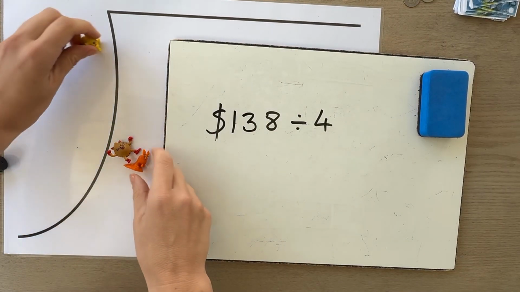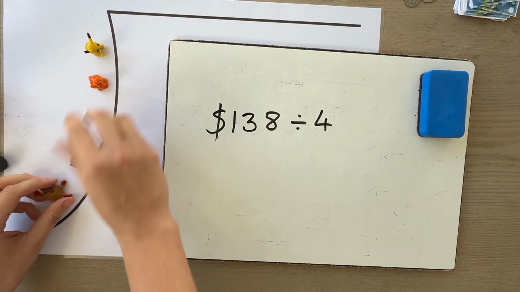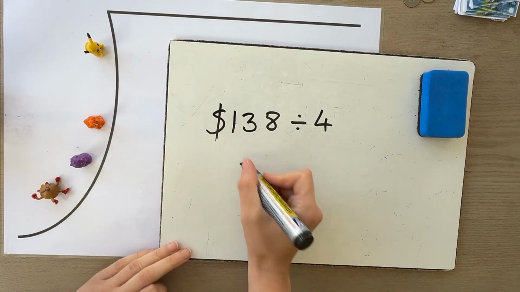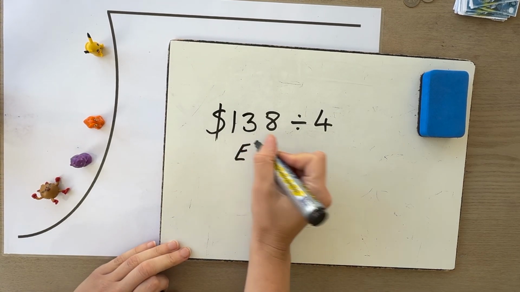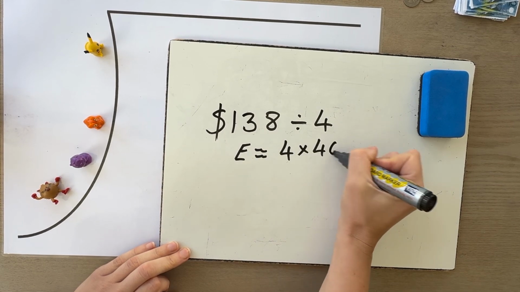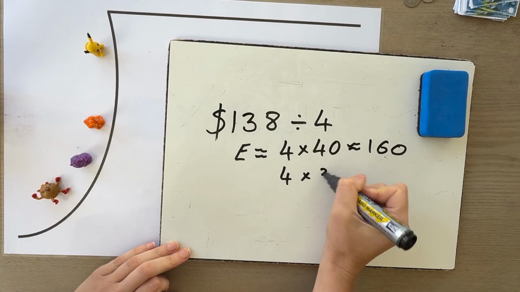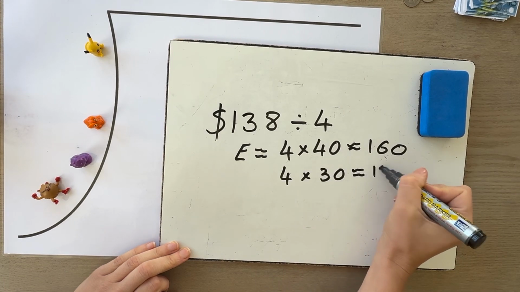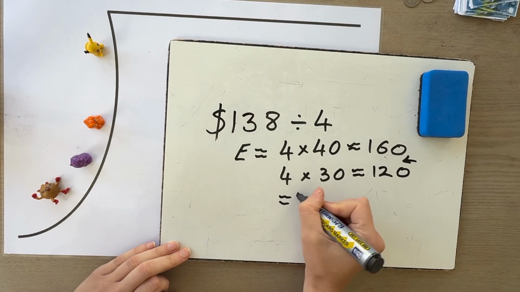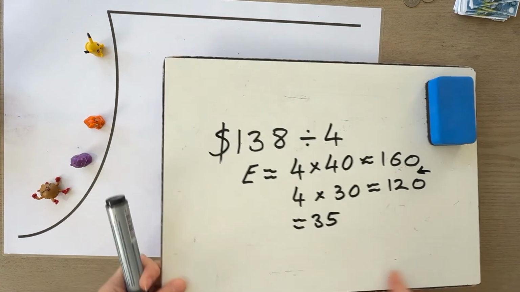This could also be the cost of something that they're splitting, like a new skateboard or a scooter, and they decide to split the cost and share it between them. So as always, we want to estimate, and for this problem we've been going 4 groups of 40 gets you 160, 4 groups of 30 gets you roughly 120, so we think it's in the middle there, so roughly 35. 4 groups of 35 should be about 140.